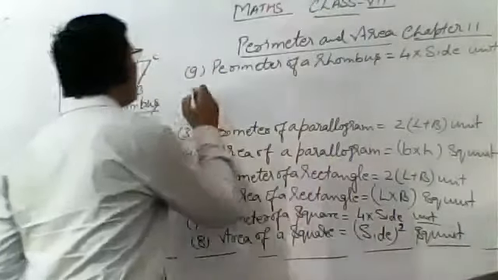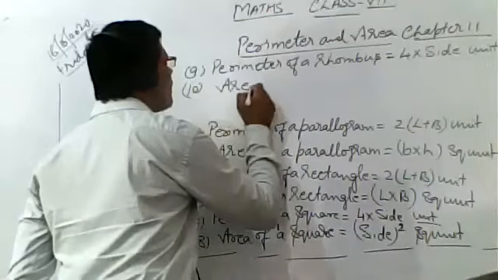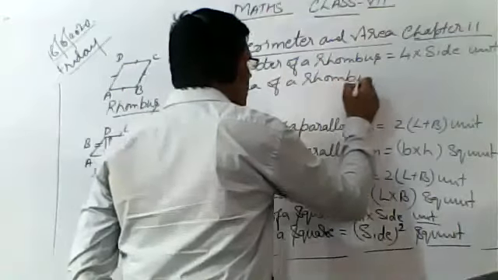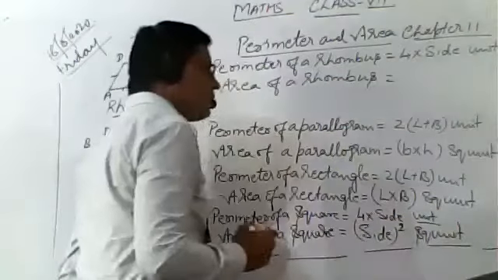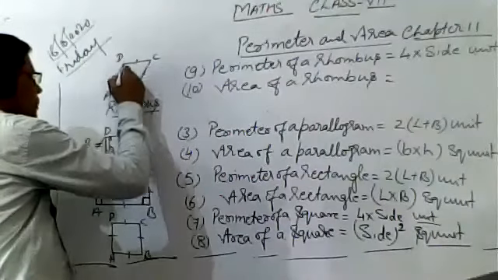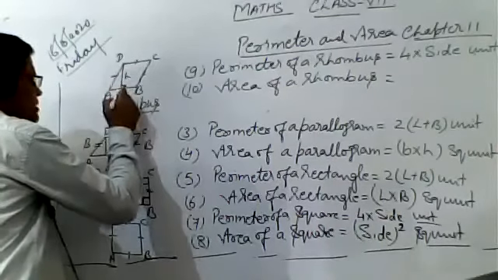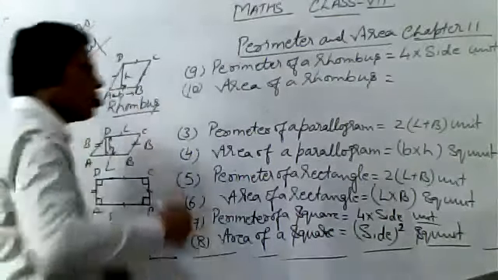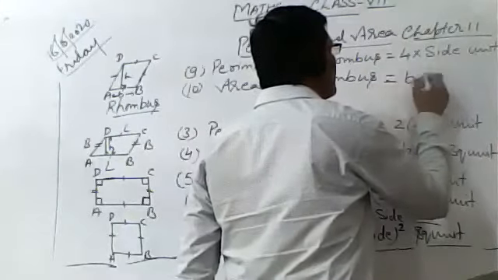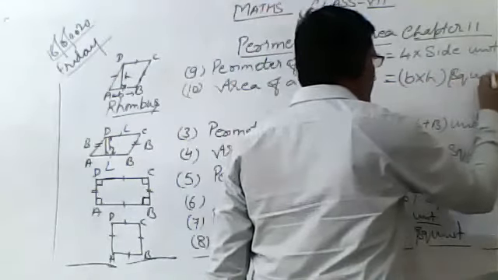And now 10th, area of a rhombus. Area of rhombus, if you draw a perpendicular, this comes as the height, and this is the base. So we write B for base, base into height, and the unit always comes as square unit.